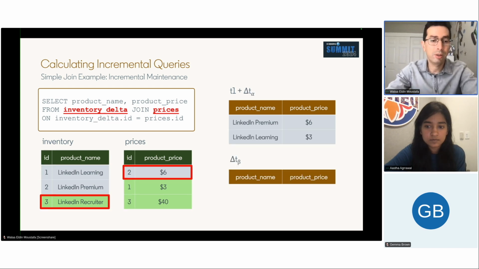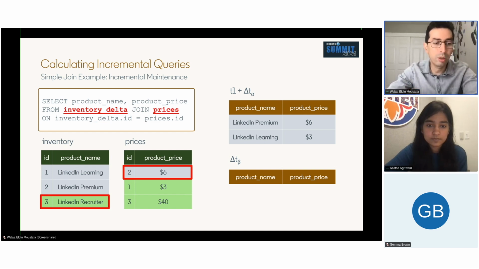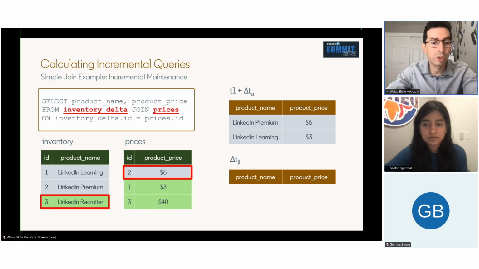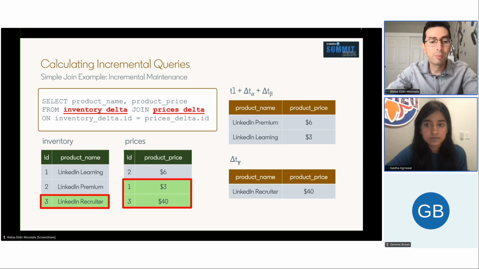The other piece is the corresponding join between the green part in inventory and the gray part in prices, which is represented in the query as inventory delta join with prices. So that produces another part of the join. In this case, it's empty, which is fine. Then the last part is finally joining the 2 green parts from both tables, which is inventory delta with prices delta, and this produces the delta T gamma.